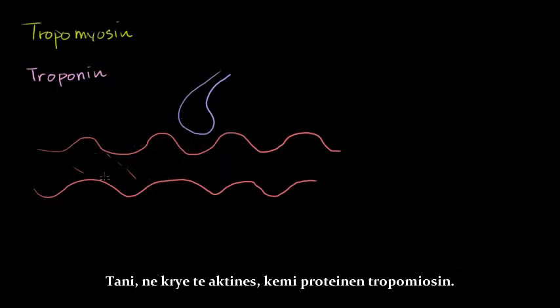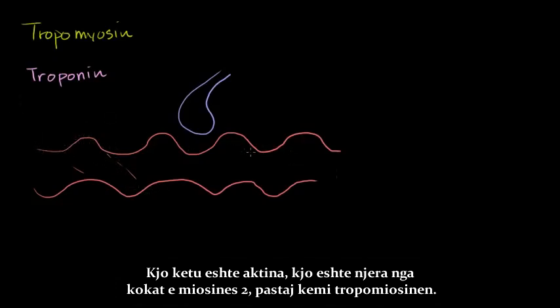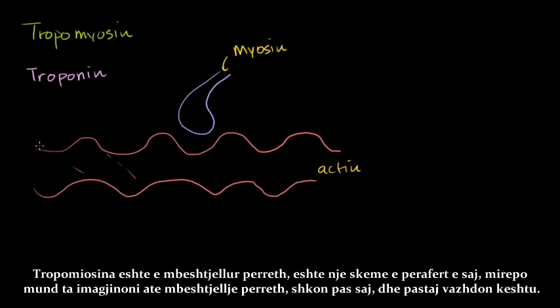Now, on top of this actin, you actually have this tropomyosin protein, and this tropomyosin protein coils around the actin. So this is our actin right here. This is one of the two heads of the myosin 2. And then we have our tropomyosin. Tropomyosin is coiled around. It's a very rough sketch, but you can imagine it's coiled around. Then it goes back behind it. Then it goes like that. And then it goes back behind it. And then it goes like that. So it's coiled around it.